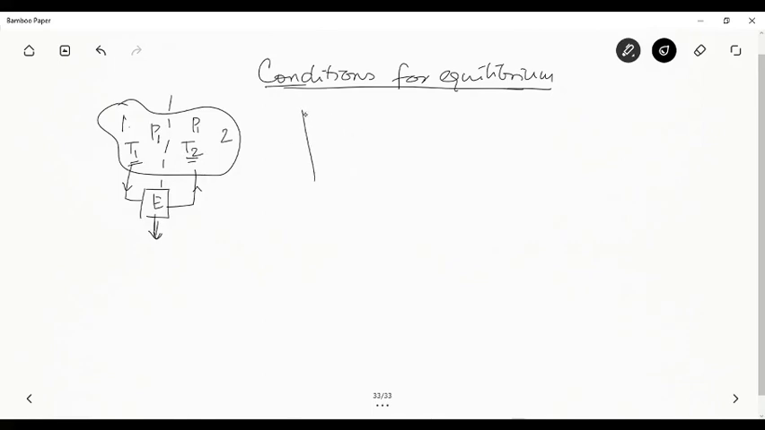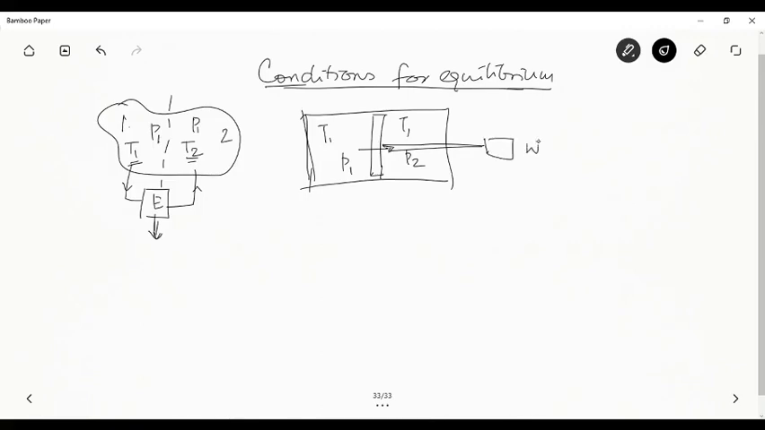Similarly, suppose I have an isolated system consisting of, let's say, a piston in between. For a moment, let's assume that this is also T1 and this is also T1, but there is a pressure P1 here and there's a pressure P2 here. Then this piston can move, and if I connect the piston to a rod that goes out of the system, there can be work output here.